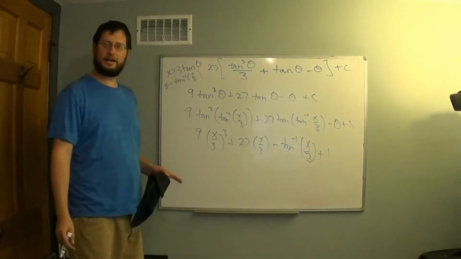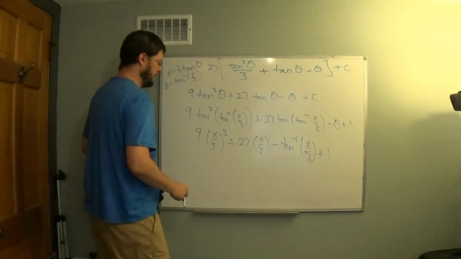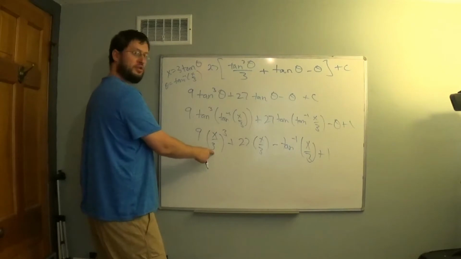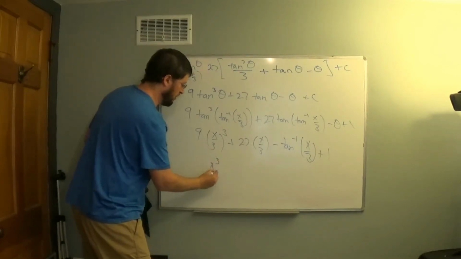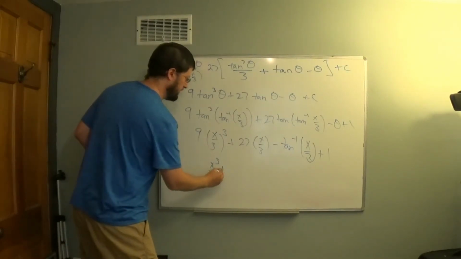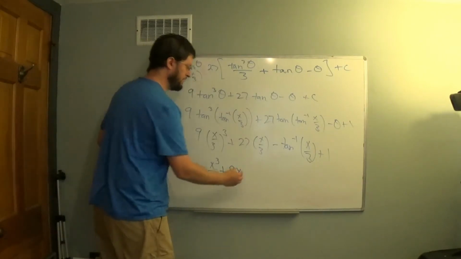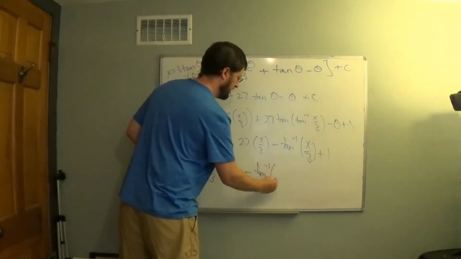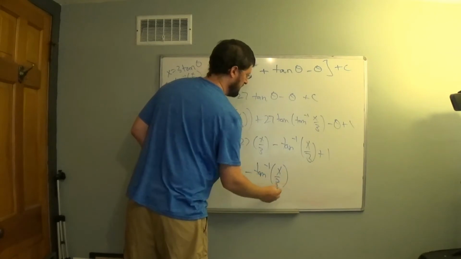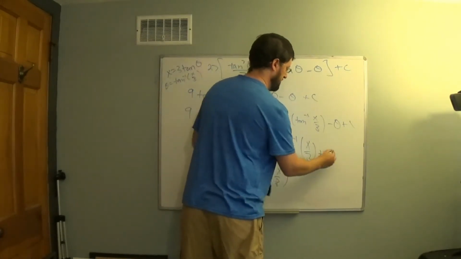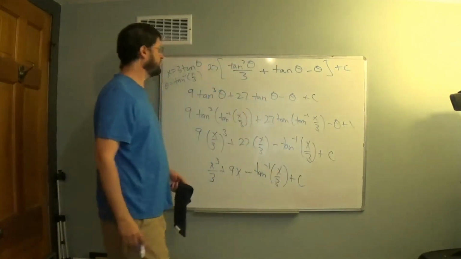We can just do some final simplifying to clean it up. This is 9, this is 3 cubed, so that actually leaves me with x cubed over 3. This leaves me with 9x minus tan inverse x over 3 plus c. And that's the answer.